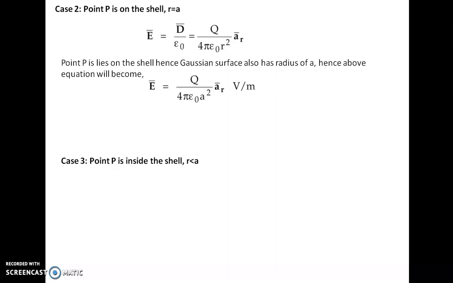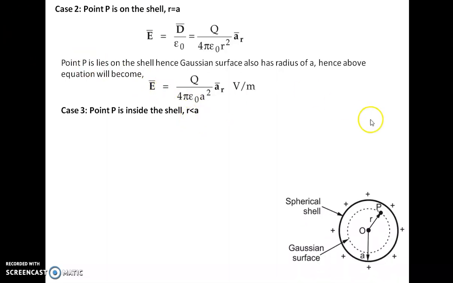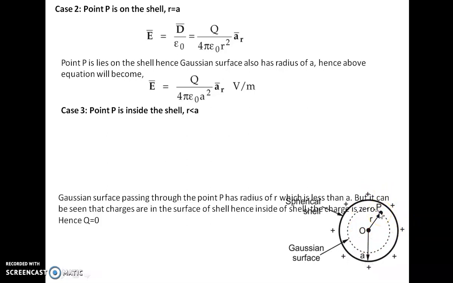In the last case, we will see when the point lies inside the shell. Then the radius of the Gaussian surface will be less than a. So this is your r sphere and this is the a sphere. So the radius r is less than this a. So the point lies on this sphere. So I have to find what is the electric field intensity at this point.